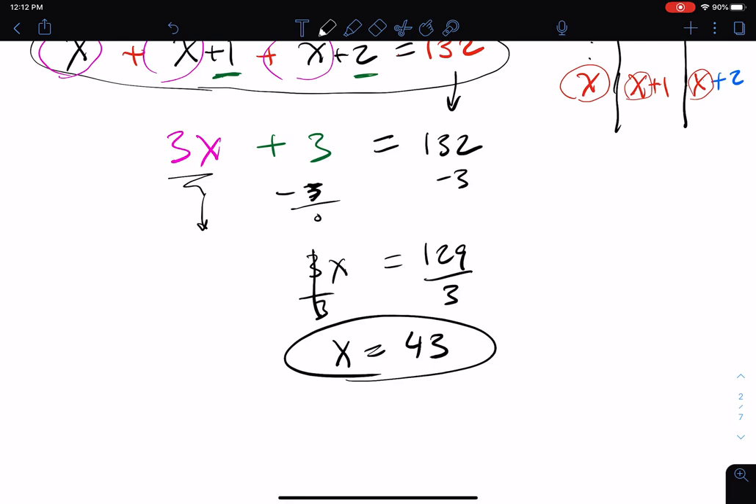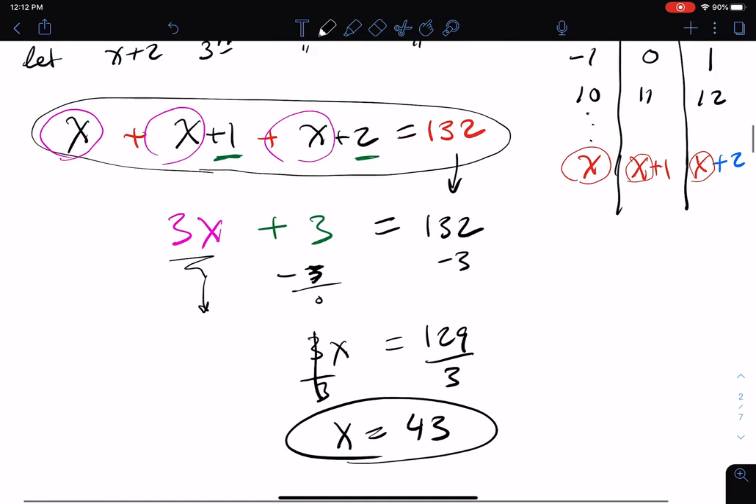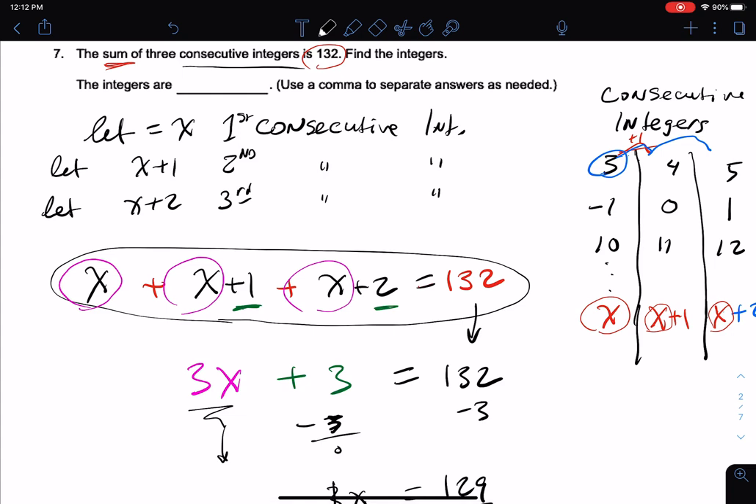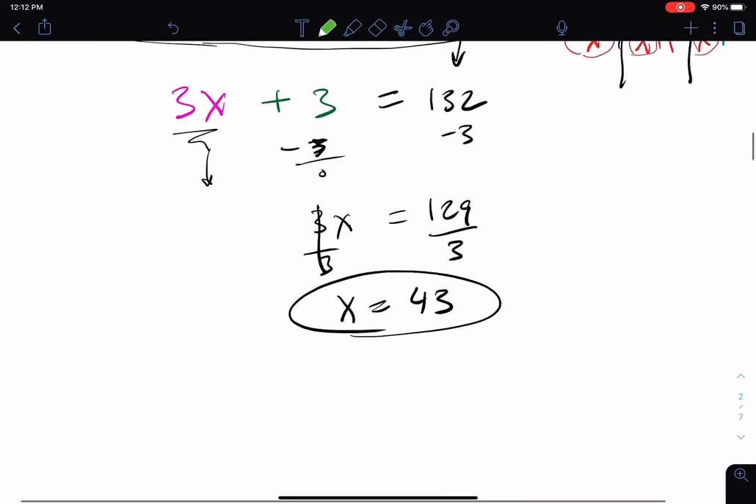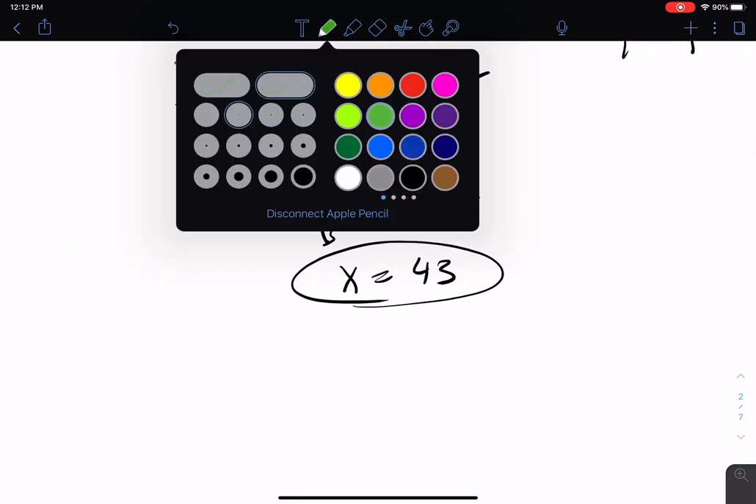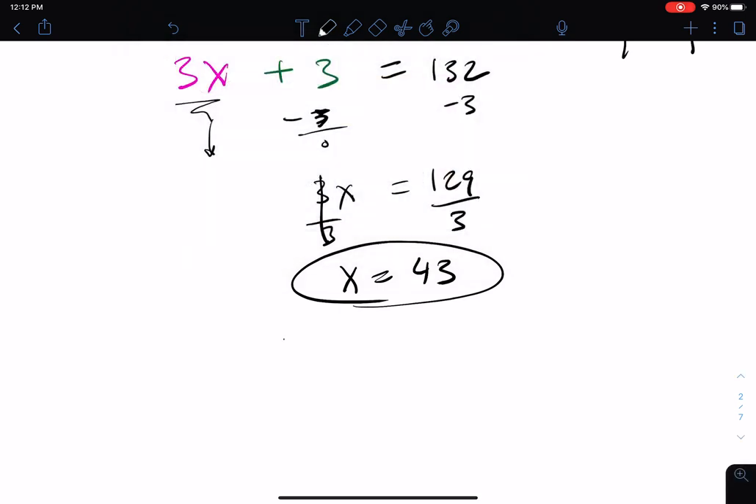So we like to define our variables because we want to know what x is. Let me go back up here, where we said that x is the first consecutive integer. And remember, go back to the question. The question says find these 3 consecutive integers. Well, that means the 3 consecutive integers are going to be 43, the next one is 44, and 45.